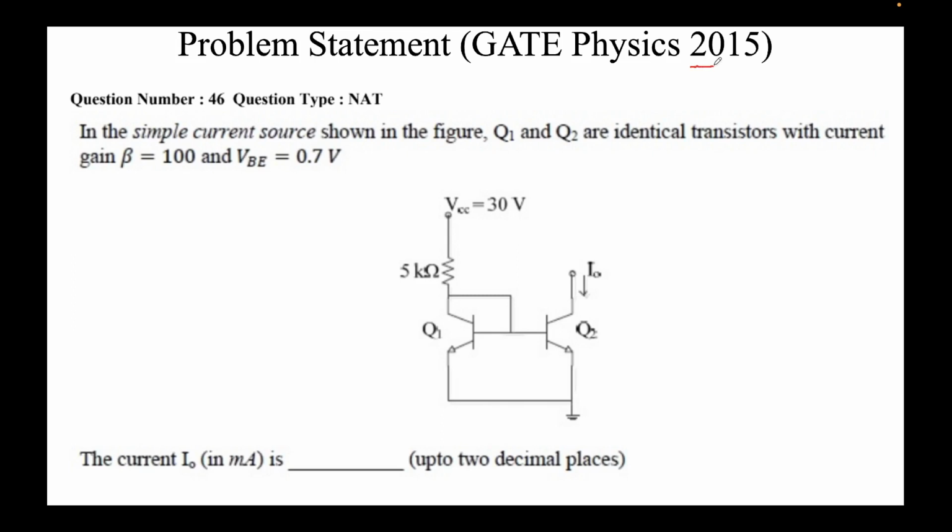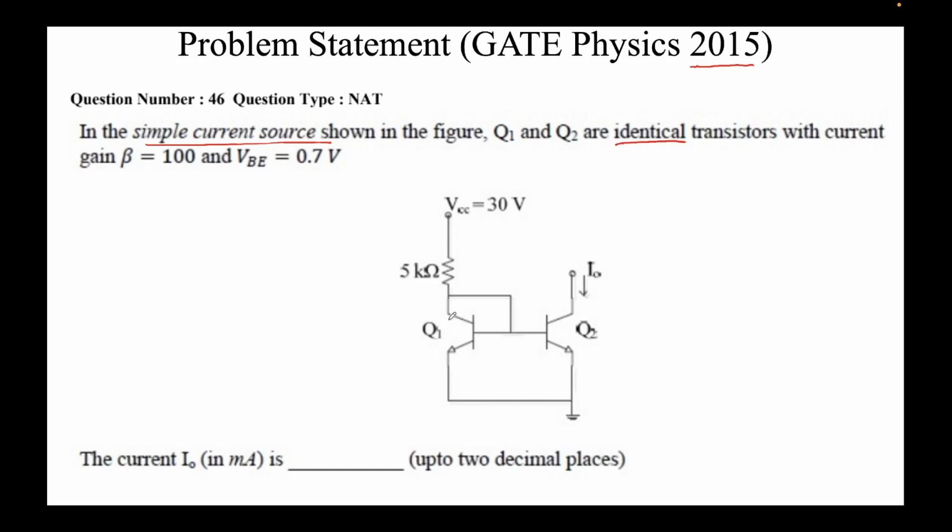The problem statement from GATE Physics 2015 reads as follows. In the simple current source shown in the figure, Q1 and Q2 are identical transistors with current gain beta equal to 100 and VBE equal to 0.7 volts. This is the circuit diagram that has been shown to us. The power supply is 30 volts. And the question asks the current I0 in milliamperes is.